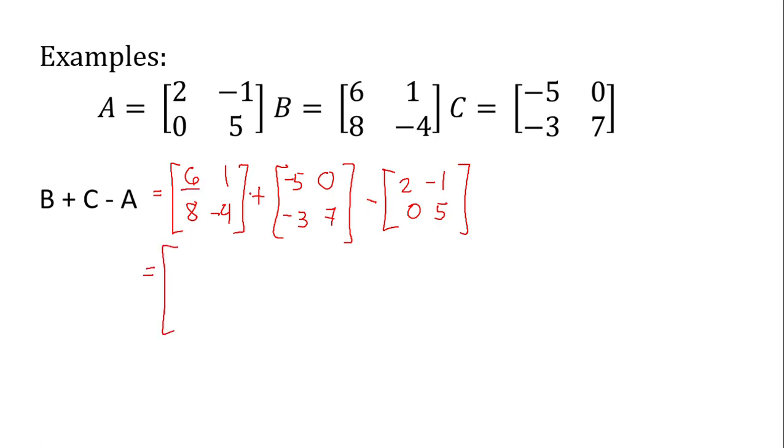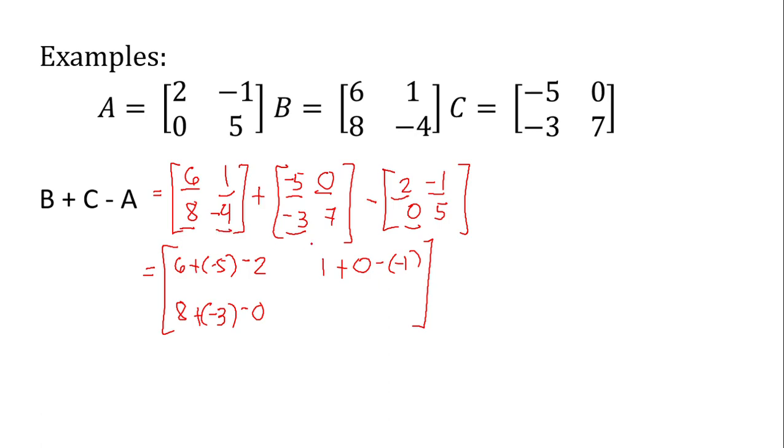We have 6 plus negative 5 minus 2. Then we have 1 plus 0 minus negative 1. Then we have 8 plus negative 3 minus 0. Then we have negative 4 plus 7 minus 5.